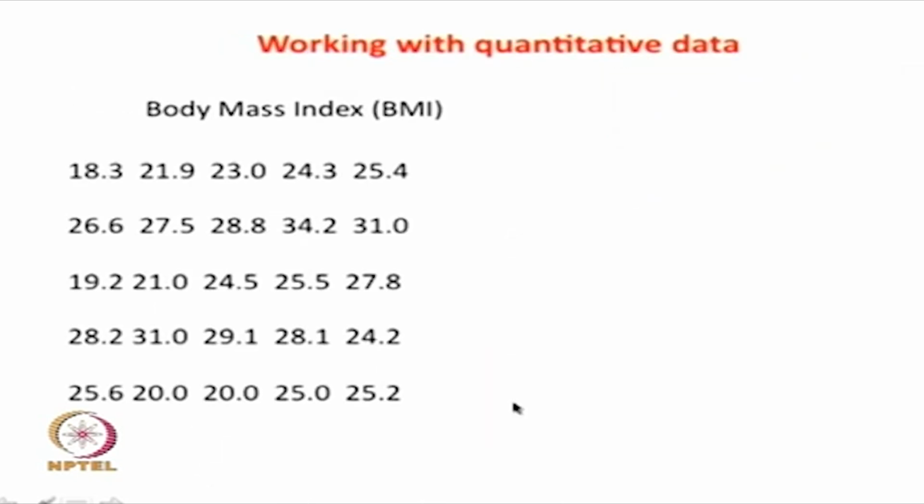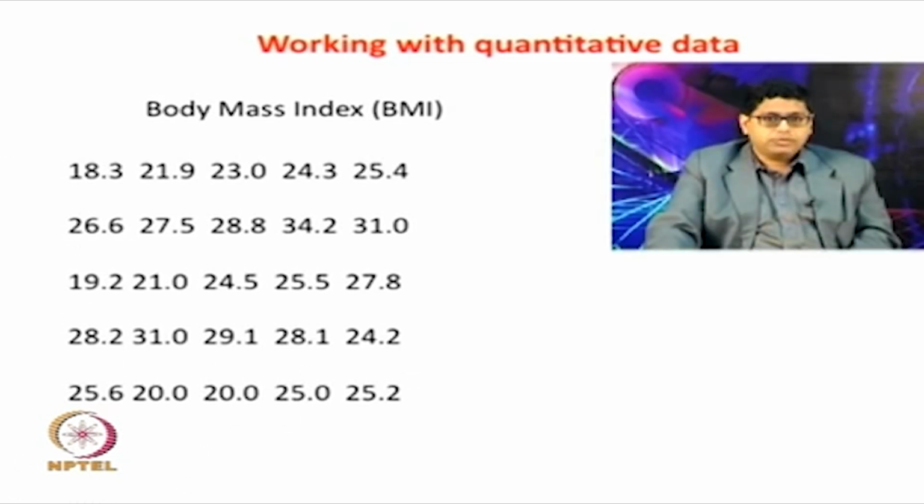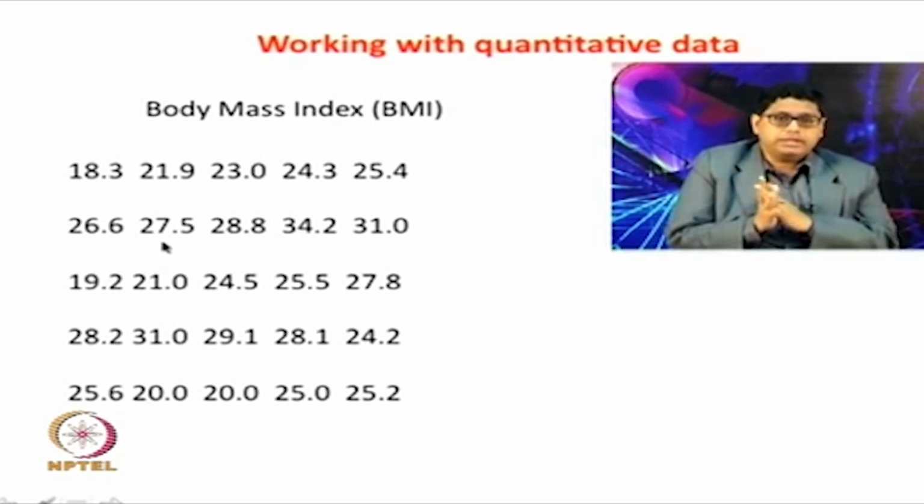So, let us have a simple example. Okay. We are talking about working with quantitative data, right. So, this is the body mass indices of 25 people in a class. Let us say, of course, these values are continuous variables, so that you can have all these values. Now, we want to know how we can convert it into a way of representing it.